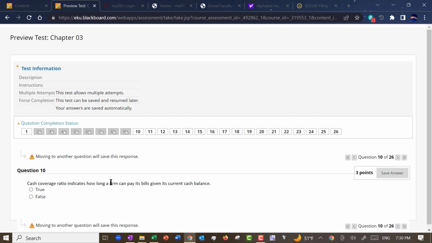Cash coverage ratio indicates how long a firm can pay its bills given its current cash balance. True or false? That's false because what's described there is called the cash ratio. Cash coverage ratio has to do with interest expenses. So it's EBITDA over interest expense, that is, earnings before interest, taxes, and depreciation divided by interest expense.